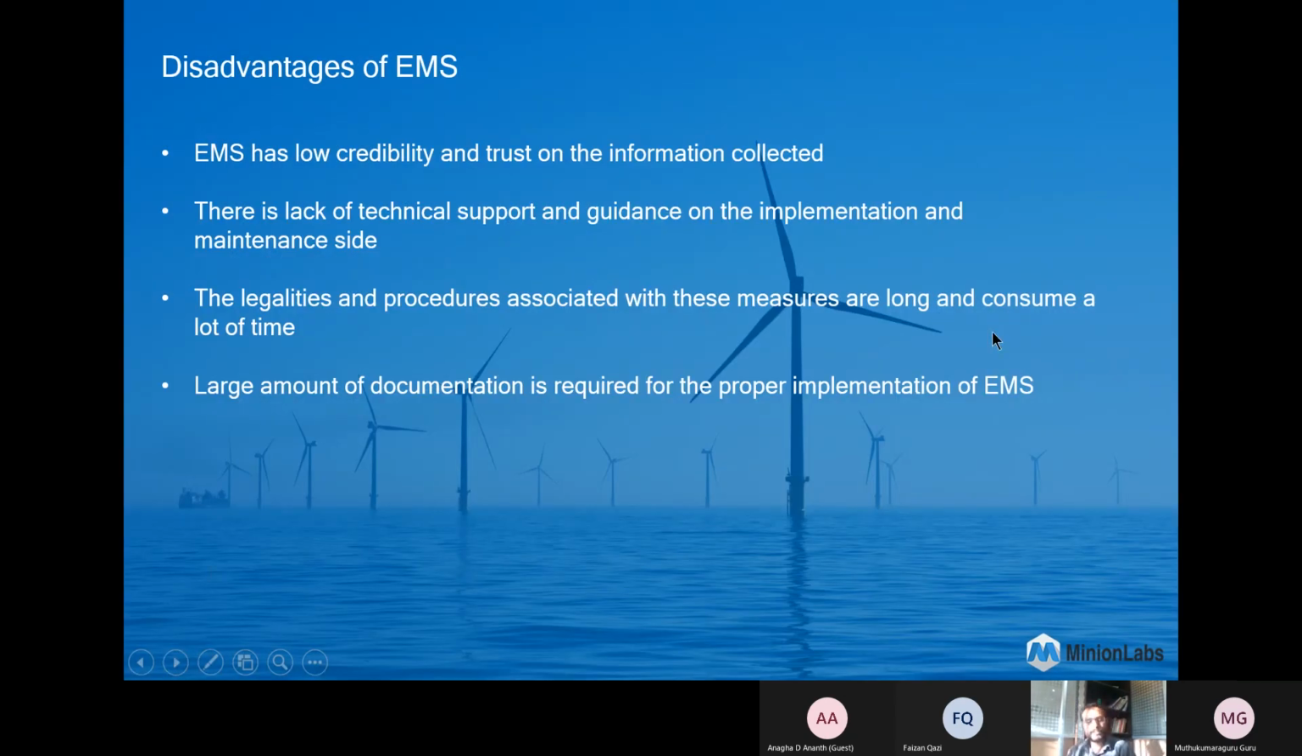So these are some of the disadvantages of energy management systems. EMS has low credibility and trust on information collected, so there should be much security imposed on it. There is lack of technical support and guidelines on the implementation and maintenance side. The procedures associated with these measures are very long and consume a lot of time. A large amount of documentation is required for the proper implementation of EMS. That should be made smarter.